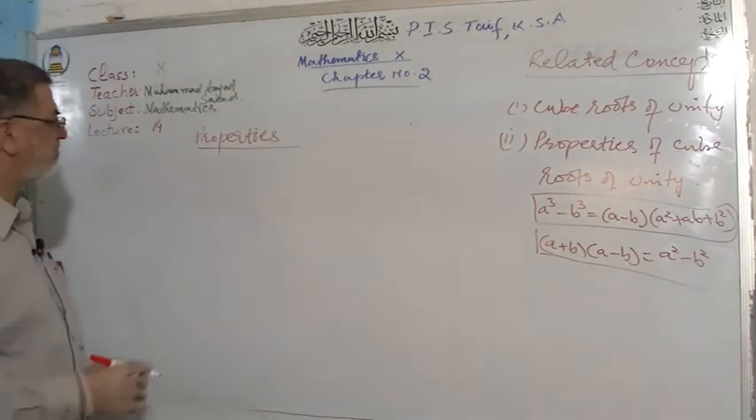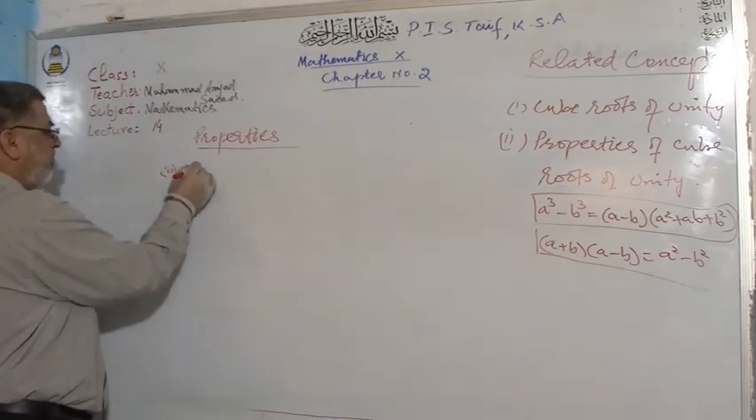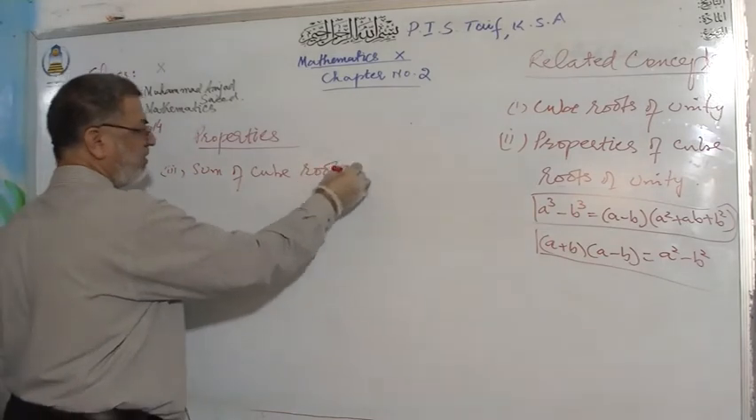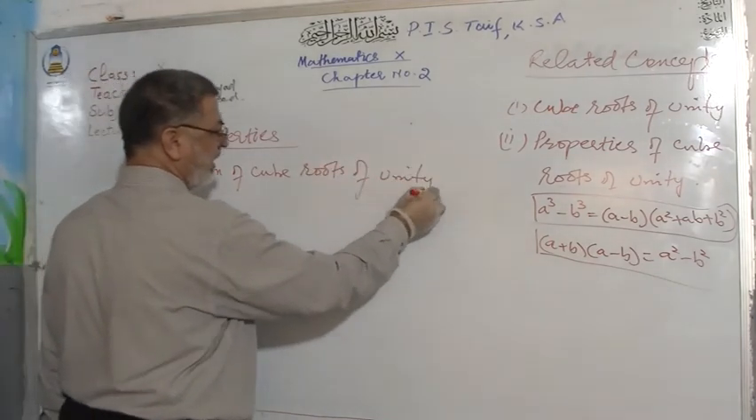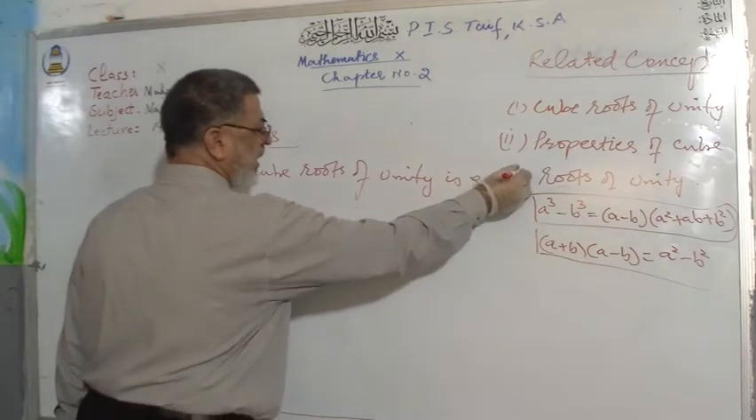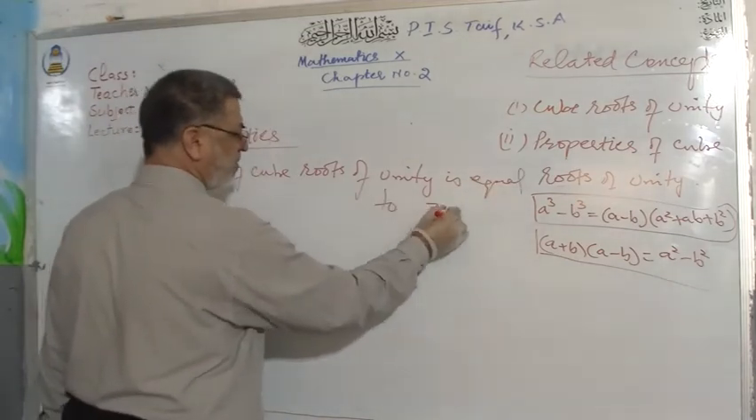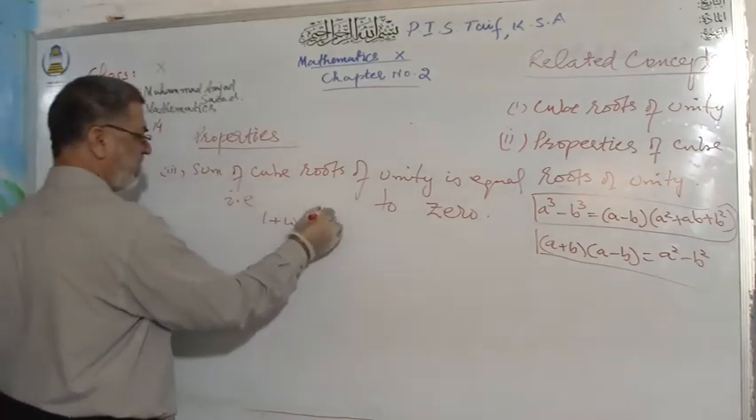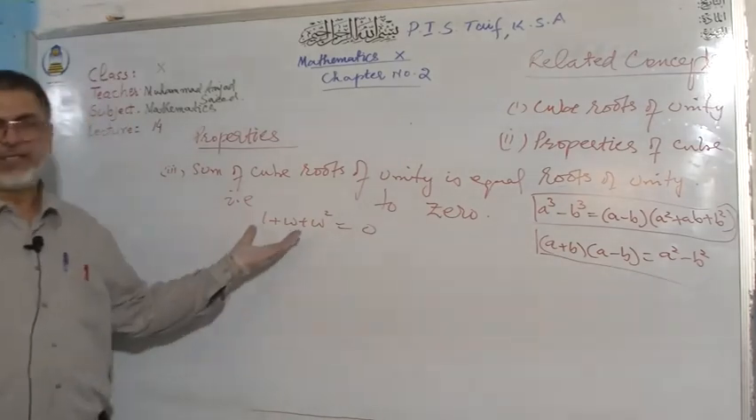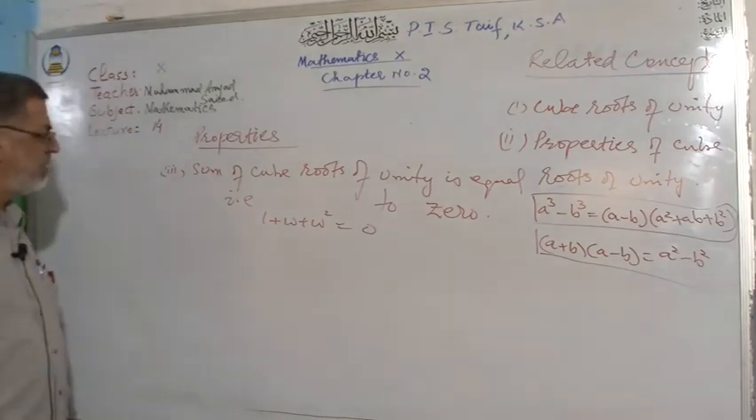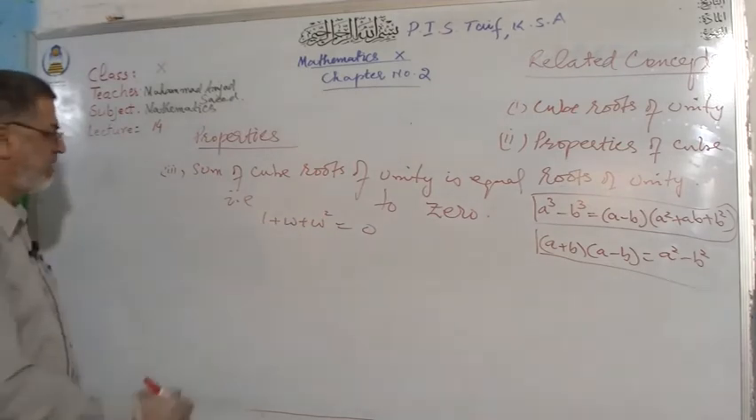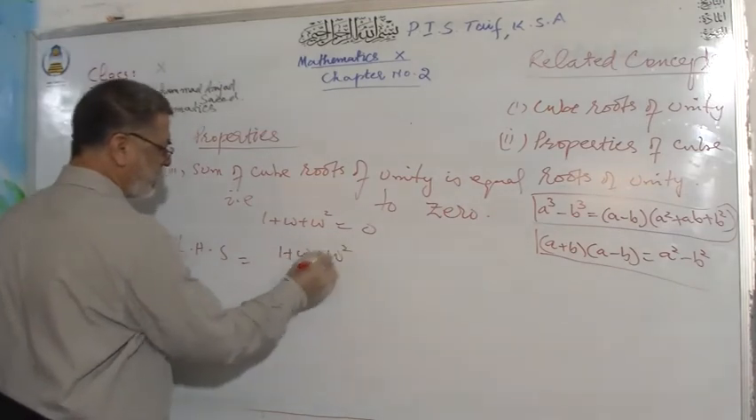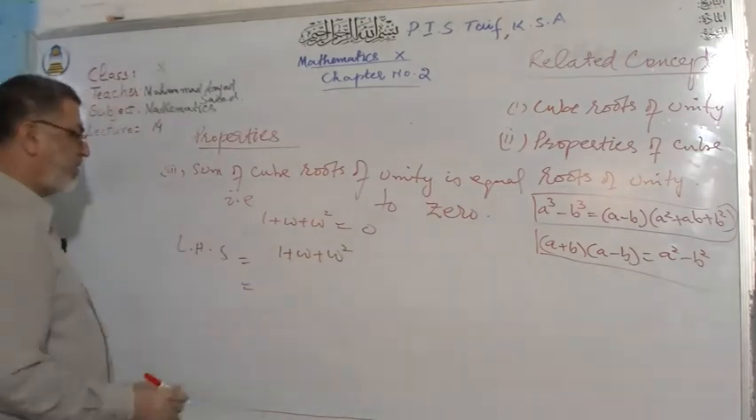Property number 3. Sum of cube roots of unity is equal to 0. That is 1 plus omega plus omega square is equal to 0. This is to prove in fact. We have to show that 1 plus omega plus omega square is equal to 0. Again, we will take the left hand side and find our answer, the right hand side as 0.